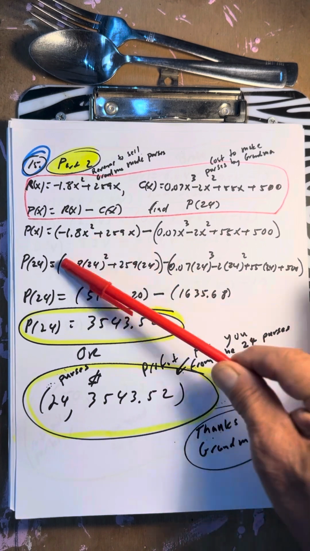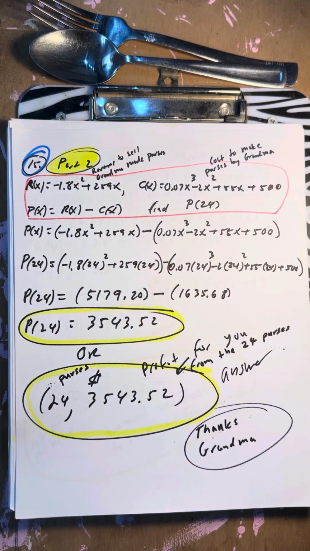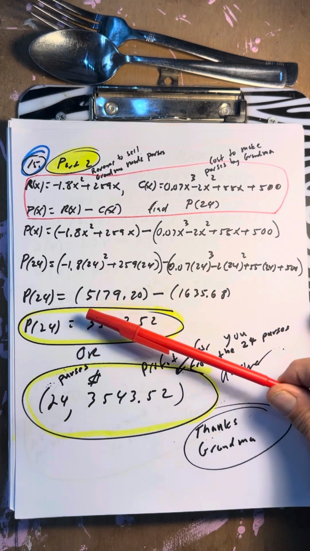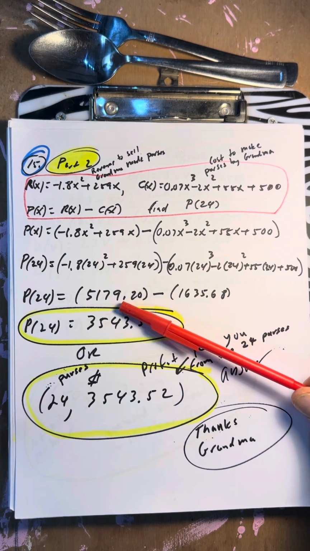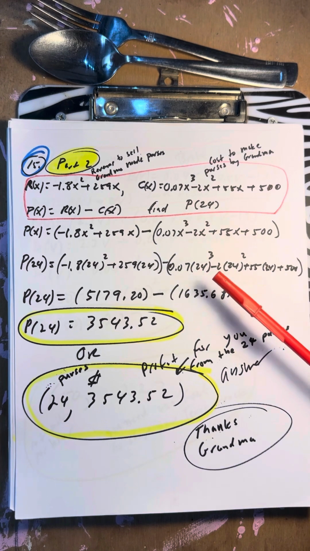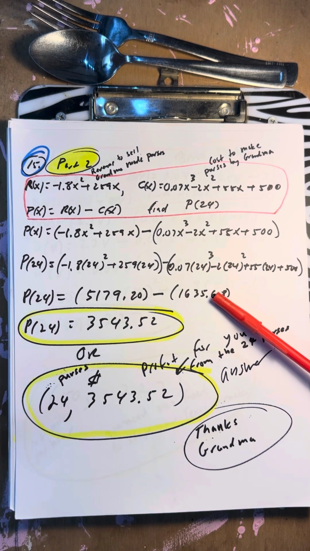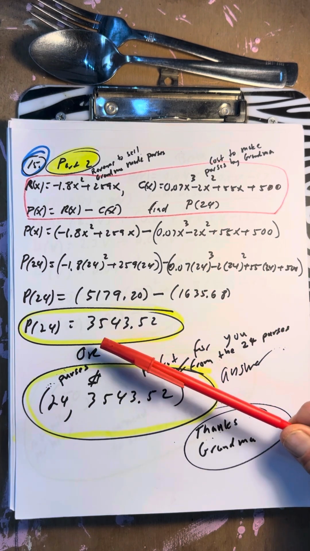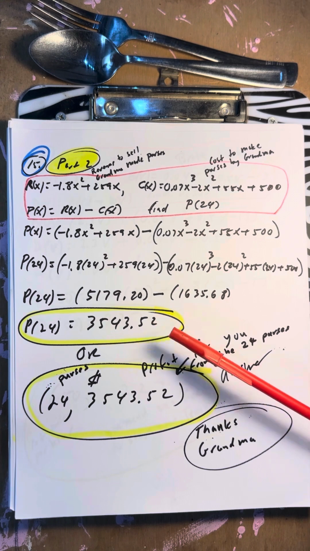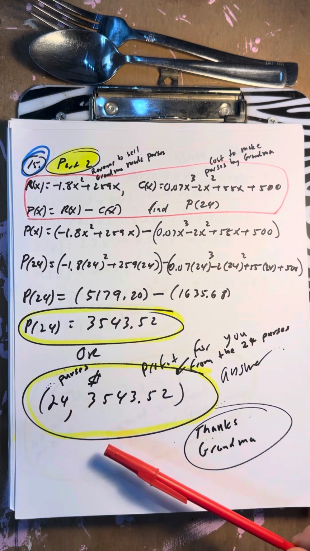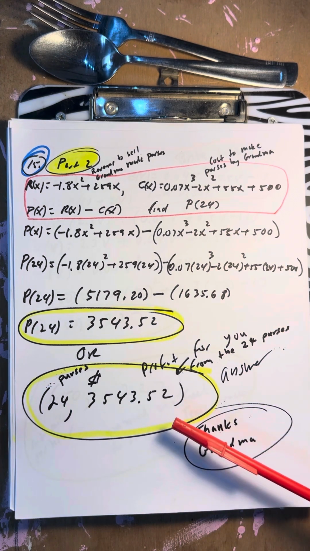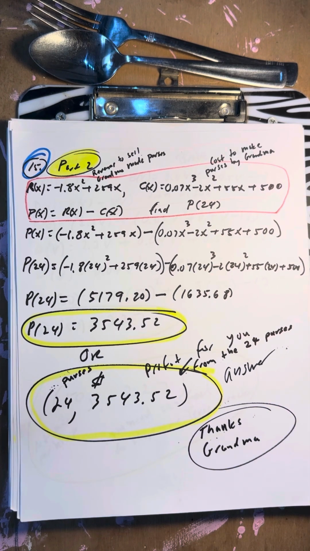This number, if you put it in your calculator again, because that's what you need to do, you're going to get 5,179.20. That's what you sold them for. But grandma charged you 1,635.68 to make the purses. So subtract those two numbers. So again, you made a profit of 3,543.52. So 24 purses sold, you made 3,543.52. And you say, thanks, grandma, for helping me out.